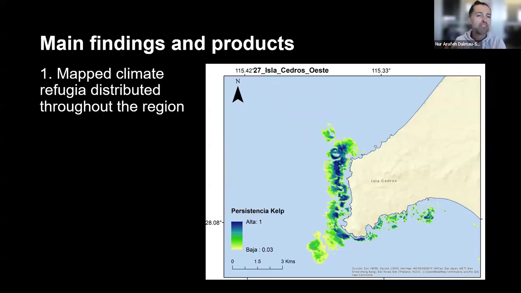Now, the main findings of the project are that persistent forests are found throughout the region, even in the areas in the north that were historically persistent and today have collapsed due to urchins and human impacts. But there's still a lot of persistent forests even in those regions. And in the south, as I was mentioning, near the distribution limit of the species, we have thriving ecosystems.